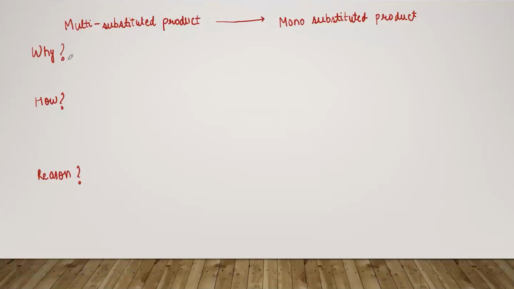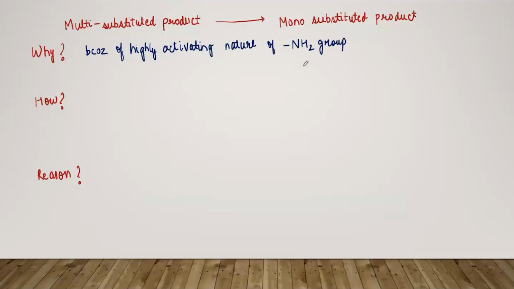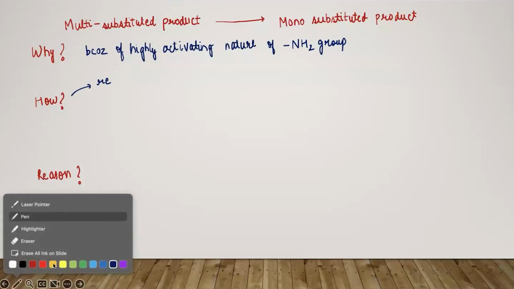So first of all, let's answer this question that why we are only getting the multiple substituted product. ठीक है, तो you can simply understand it because of the highly activating nature of the NH2 group. The ring becomes highly activated और हमें multiple substitutions मिल जाते हैं. ठीक है. Now, if we want to go to the monosubstituted product, then how will we proceed? ठीक है, तो basically we need to reduce, or we can say not exactly reduce.